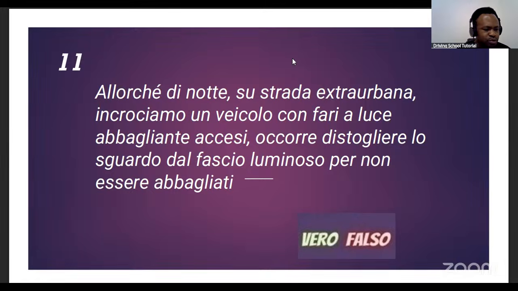So what is our response to this question number 11? Allora che di notte su strada extraurbana incrociamo un veicolo con fari a luce abbagliante accesi. Occorre distogliere lo sguardo dal fascio luminoso per non essere abbagliati. And I told us some time ago that while responding to some questions, especially a question like this, where you are having comma, full stop, bracket, thereabout, question mark, please try to break them into pieces. It will help your understanding.